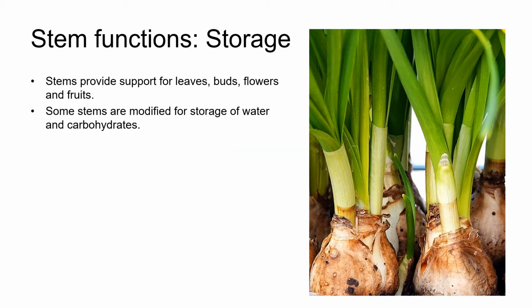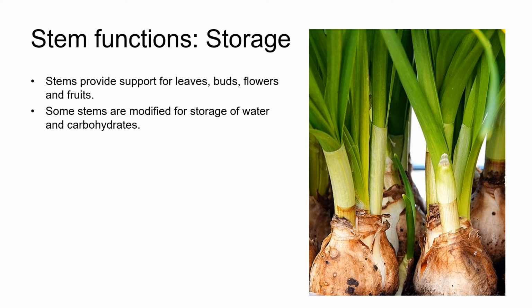Some plants have stems that are modified for the storage of water and carbohydrates, like these daffodil bulbs in the photo. Other types of modified stem include rhizomes, corms, and tubers, and they'll be discussed in a later module on propagation from specialized storage organs.